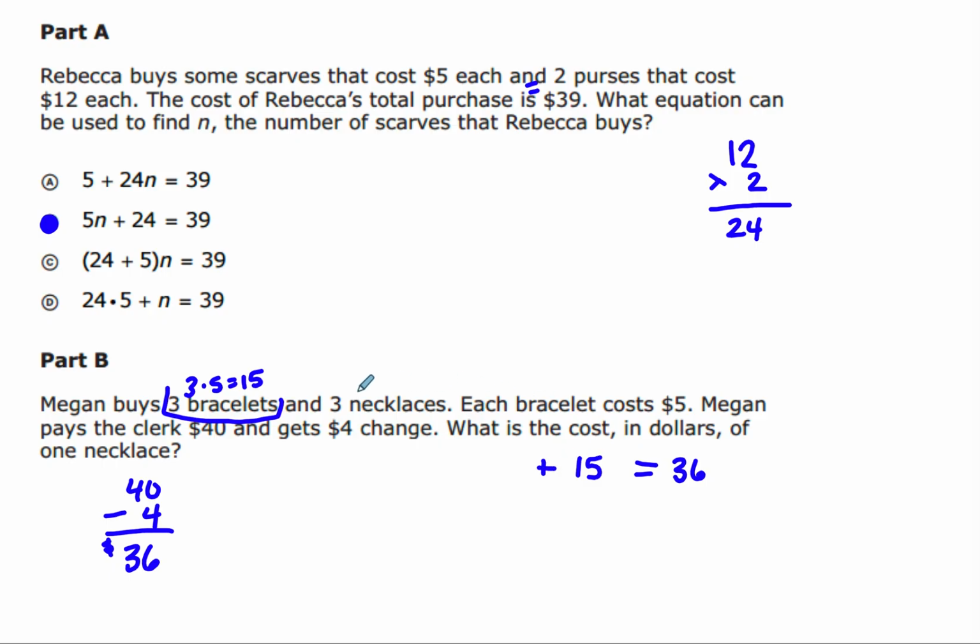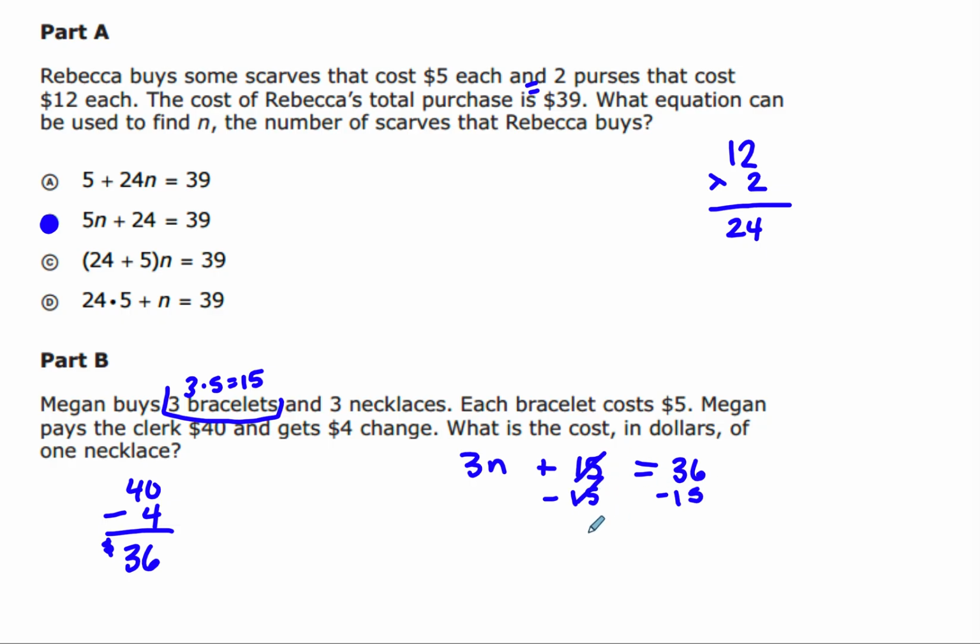I don't know how much the necklaces are. That's what they're asking me. So I'm going to do 3 times n. 3 times the necklaces plus the $15 in the bracelets equals the $36 she spent total. All right, so we're going to do order of operations backwards. We're going to get rid of addition and subtraction first. We're going to start by subtracting 15.